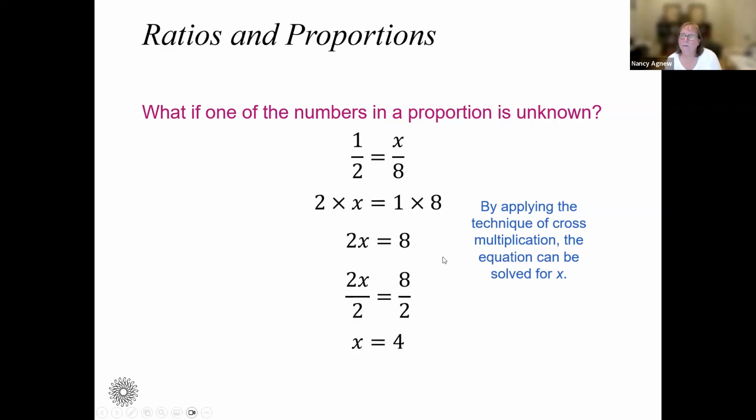So the next step for solving for X is to isolate it, or get it by itself on one side of that equal sign. So we divide both sides by 2, and that will allow X to be isolated because 2 over 2 is 1. And then 8 divided by 2 is 4. So in this proportion, we've solved for X. X equals 4. Again, 1 is to 2 as 4 is to 8.